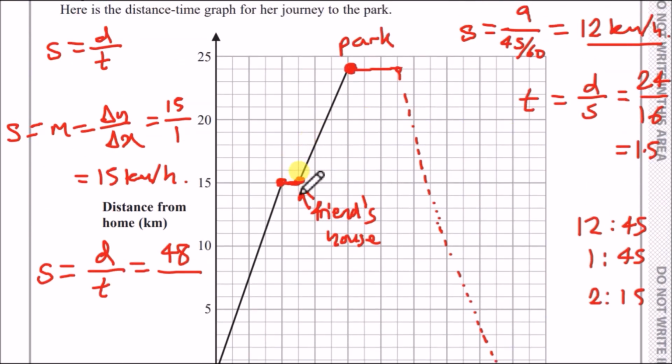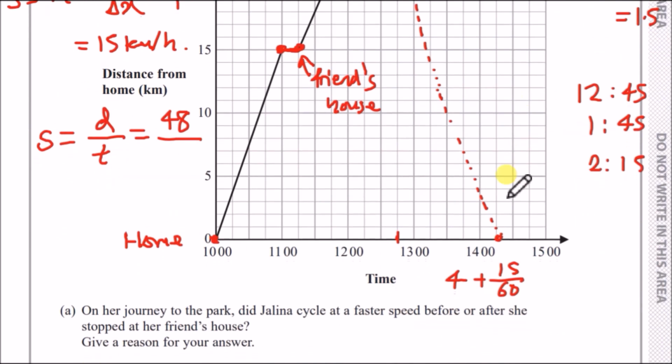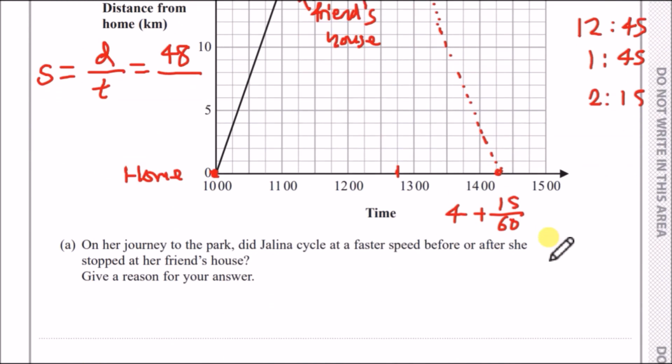So she stayed at friends for what, 15 minutes, at the park for 45 minutes. 15 plus 45 is an hour. So you can subtract an hour. So essentially it's just going to be 3 hours and 15 minutes she spent. So putting that in the calculator, 3 plus 15 over 60, that's 3.25, guys.